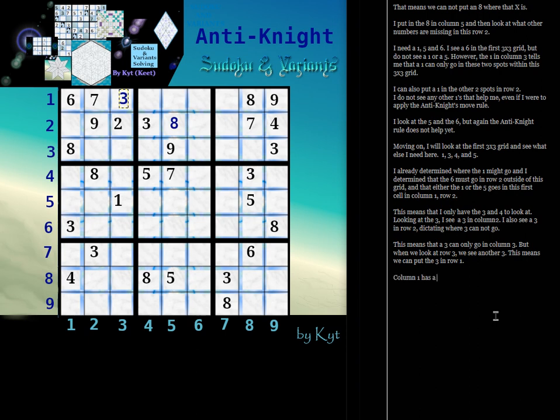Now column 1 has a 4, so we know that the cell in row 2 must be a 1 or a 5. Therefore, we know that the 4 must go in either column 2 or 3. I do not see another 4 close enough to help us with the anti-knight rule.